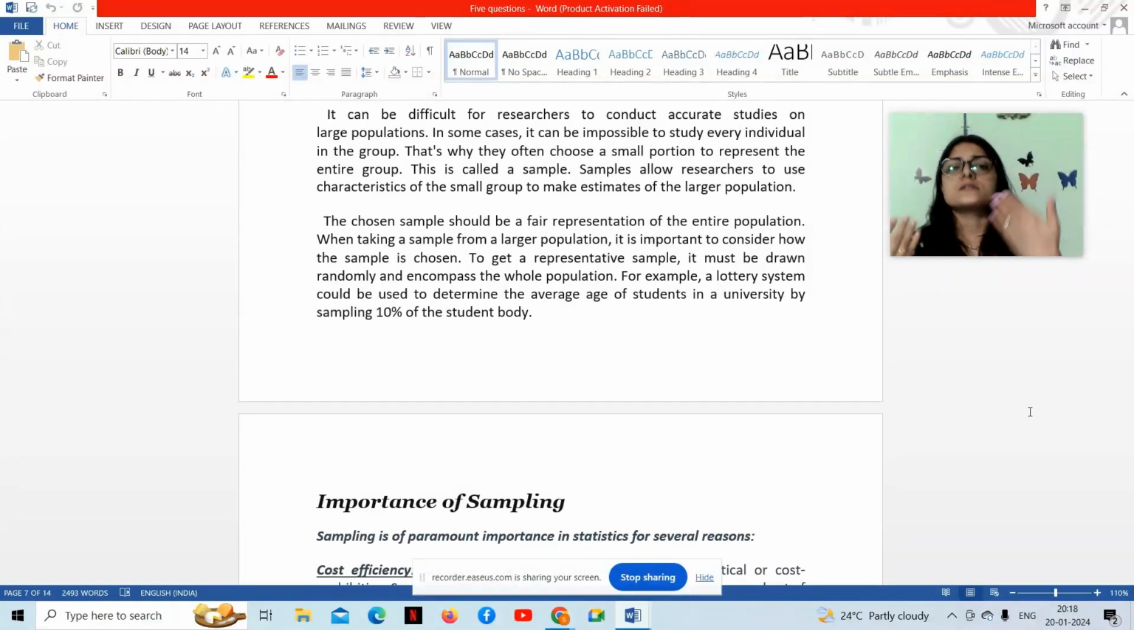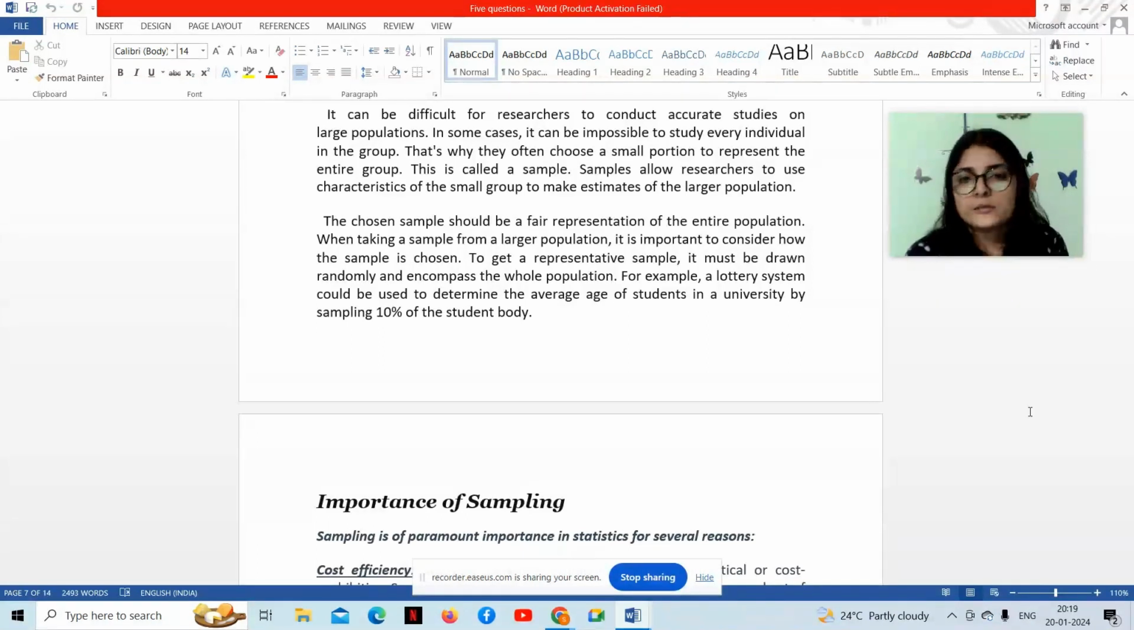A sample allows the researcher to use characteristics of the small group to make estimates of the large population. We are selecting a few people. Like if we have a population of a million people, and we are taking a sample of 1,000 or 100 people, the sample estimates or describes the whole population. That's why the chosen sample should always be a fair representation of the entire population.